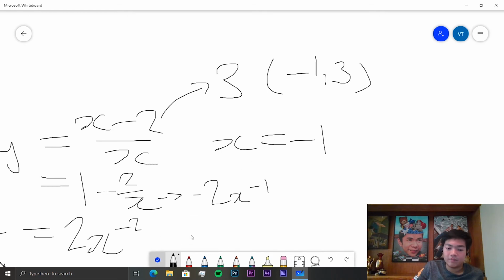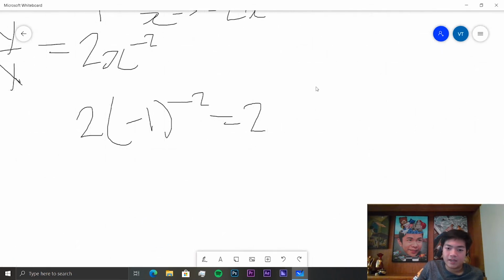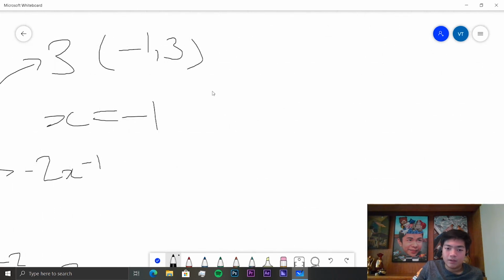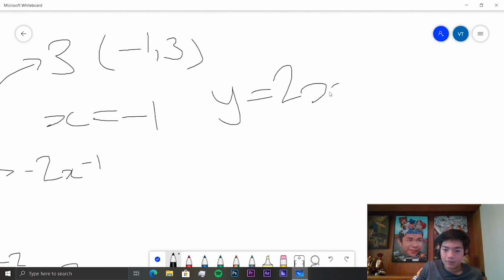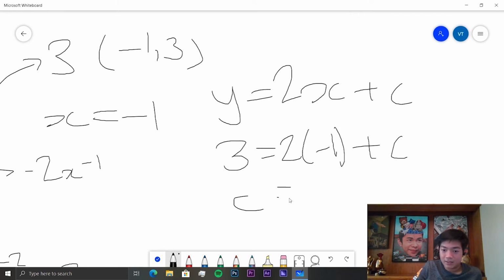And so we need to have y is equal to 2x plus c. Substitute this in. 3 is equal to 2 times negative 1 plus c. C is equal to 5. So we have y is equal to 2x plus 5 as our final answer.